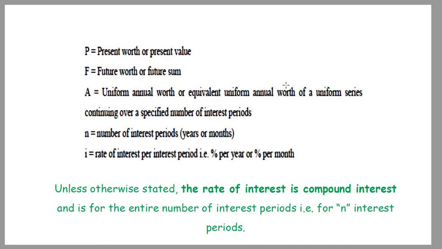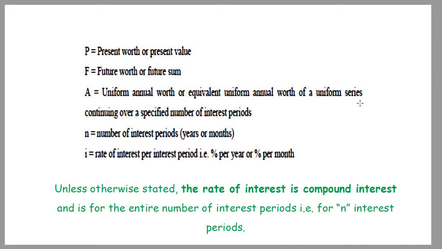So these are some notations we have to follow. P is the present worth, or the present value of the money. Okay. Next, F is the future worth, or the future sum, that is, after a certain number of years, what will be the total amount of the present worth money. Okay, A is the uniform annual worth, or equivalent uniform annual worth series.